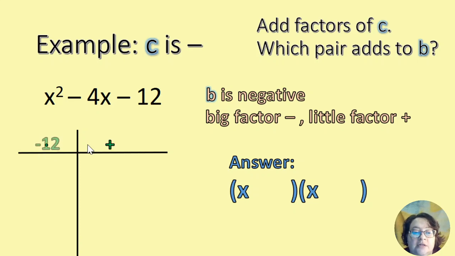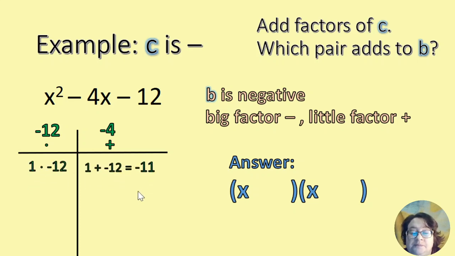Write in our numbers. So I need factors of negative 12 that add up to negative 4. I know my bigger number is going to be the negative one. So my little number, I can start out with dividing by 1. Negative 12 divided by 1 is negative 12. And then I add those two numbers together, it's negative 11.